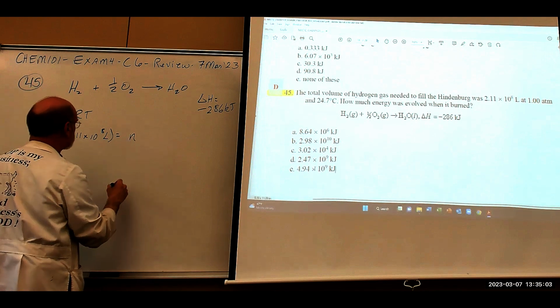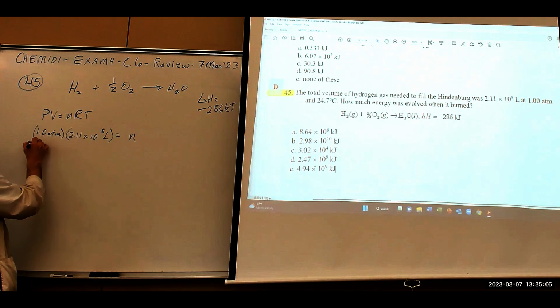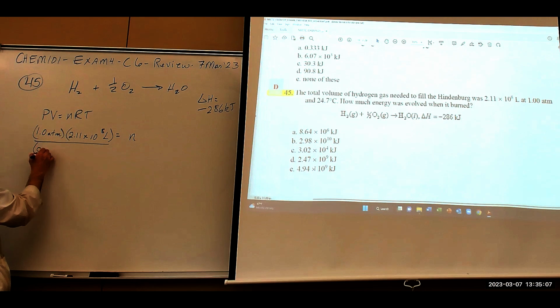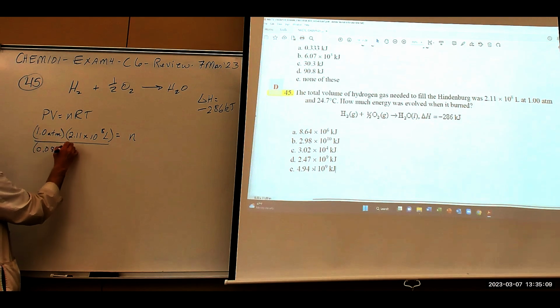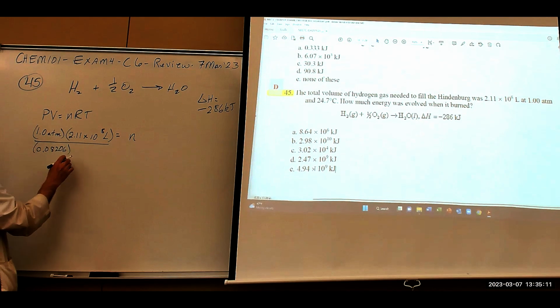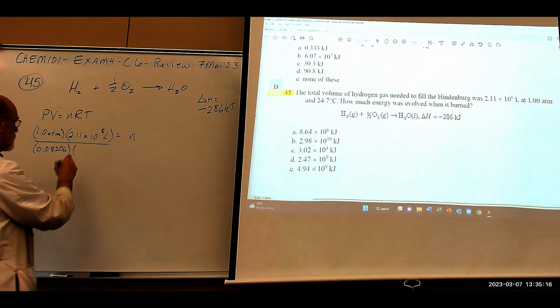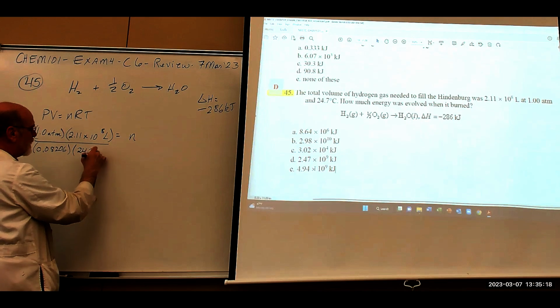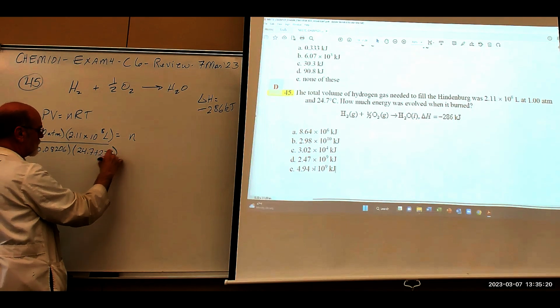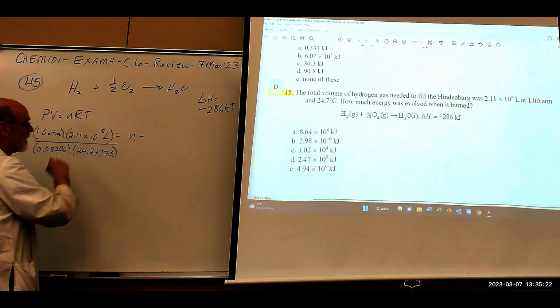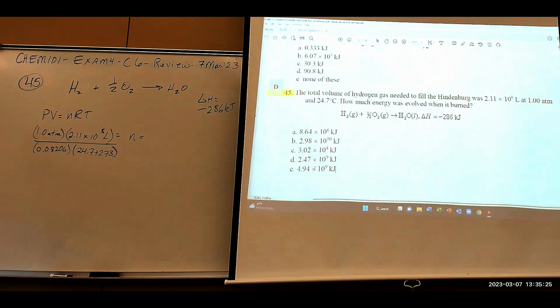Moles is our unknown. I'm gonna go ahead and bring these two over here. R is 0.08206 liter atmospheres per mole K. And the temperature needs to be in K. 24.7 plus 273. There we go. That'll give us the number of moles of hydrogen in that, actually in the dirigible, which has got a bunch of bags in it.